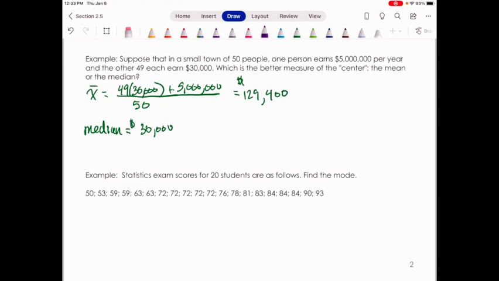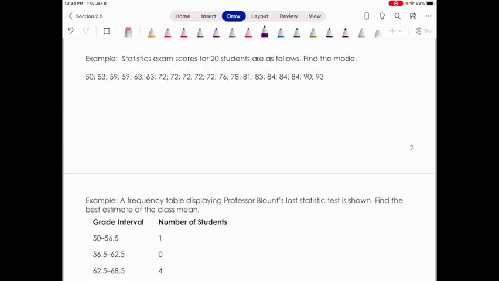Now of these two values, this 30,000 does a better job of describing the overall salary in this town. So this is one of those cases where it's better to use the median to describe the data than the mean. So keep that in mind as we are going through the course, that sometimes one is better to use over the other. Okay, now for this example, we're going to find the mode.